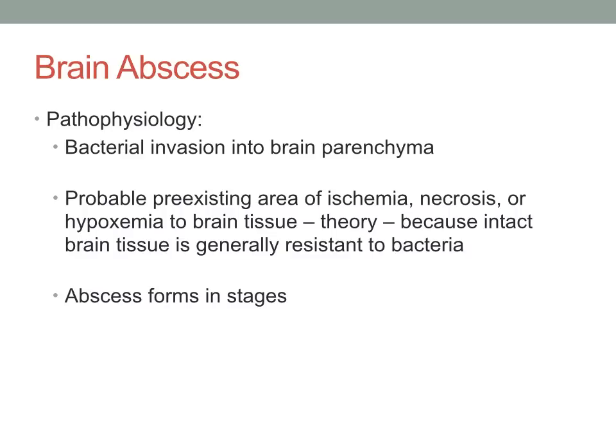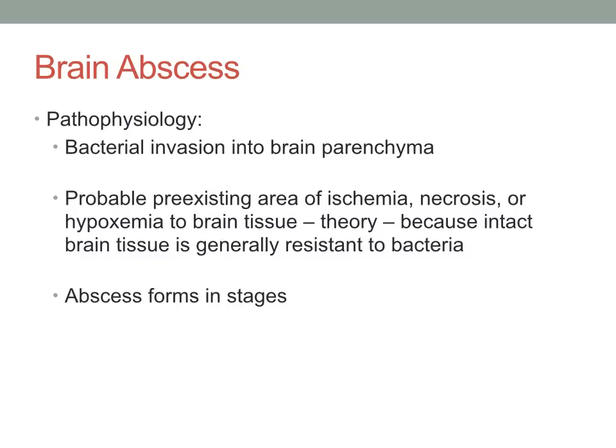So here's the pathophys. You get bacterial invasion into the parenchyma. You say, well, how does that happen? Well, you probably had some type of pre-existing area of ischemia or necrosis or hypoxic brain tissue. This is a theory, okay? Because brain tissue is generally resistant to bacteria, that's why this is a theory. So you had some type of tissue necrosis or tissue disruption there, and that's what allowed bacteria to move its way into that area.